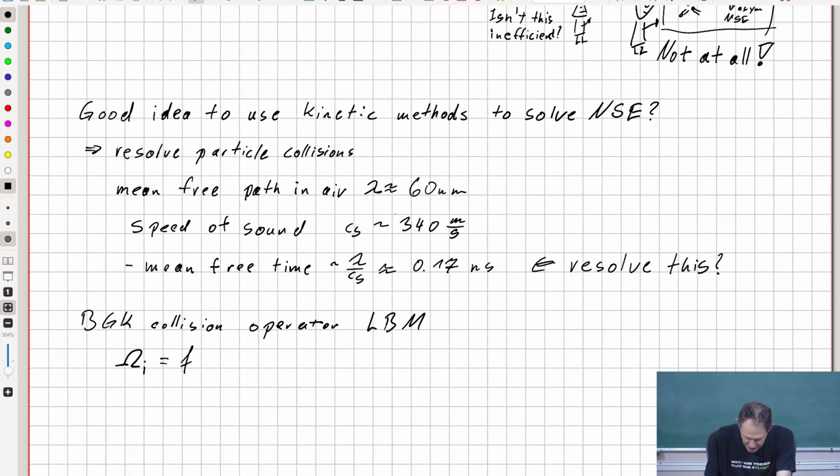So this is the change, the post-collision state minus the pre-collision state. This means it's the change. And this is given as omega times the equilibrium F minus the pre-collision state. And this is obviously an explicit algorithm.